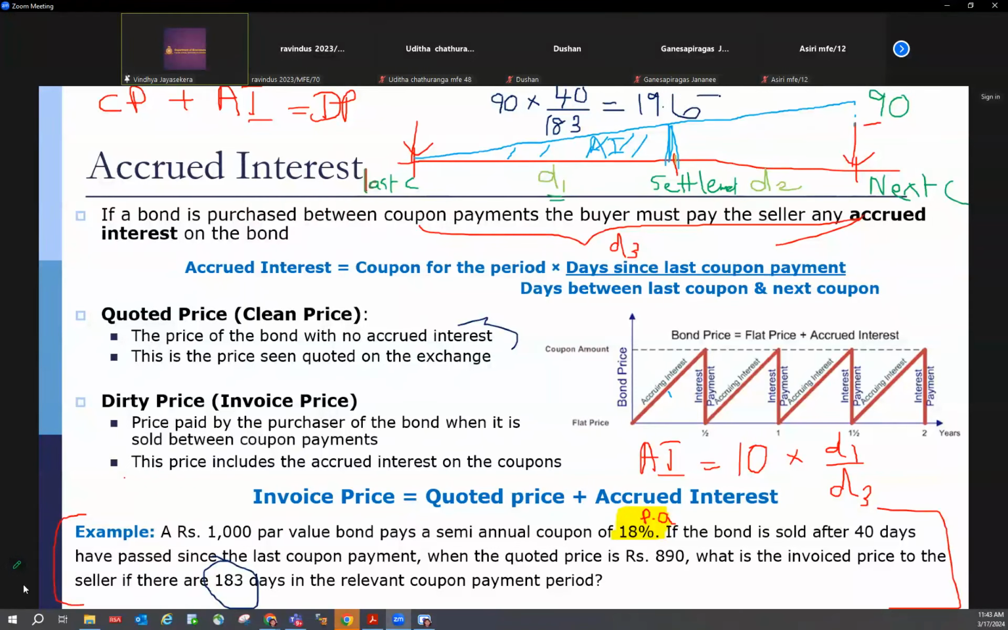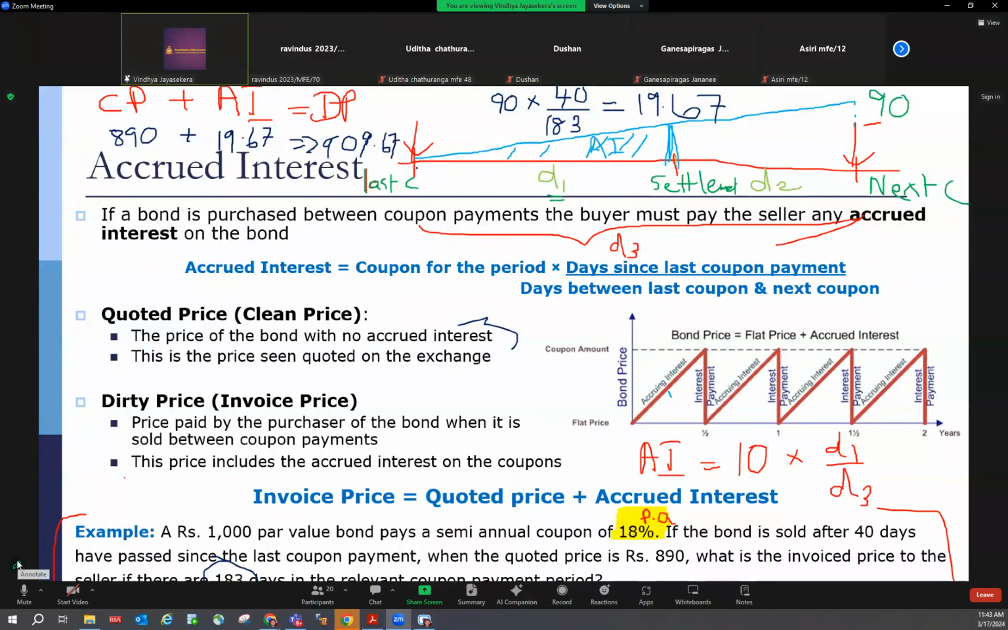That's the accrued interest. Once I know this, what are they asking? What is the invoice price, or the dirty price? The clean price is 890. Accrued interest is 19.67. Therefore, the dirty price is 909.67, if I'm not mistaken. Is that correct? This is the dirty price. Any questions?